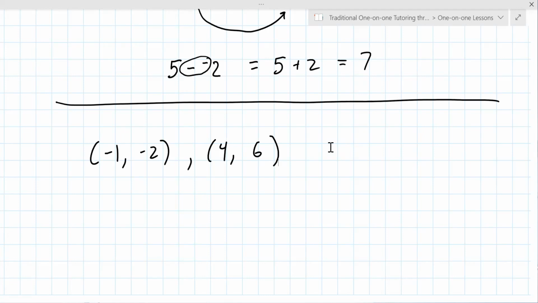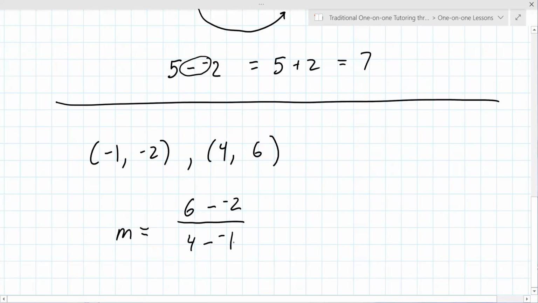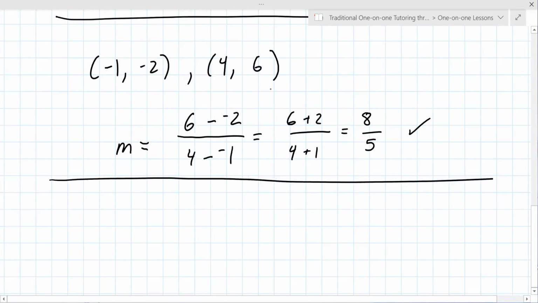Eight-fifths. Okay, let me just write it out and check. It's 6 minus negative 2 over 4 minus negative 1. We just did a couple of problems like this, so subtracting a negative becomes a plus: 6 plus 2 over 4 plus 1. So I think I heard 8/5. Is that right? Yeah. If your work doesn't look like this, remember that when you subtract a negative, it becomes a plus.